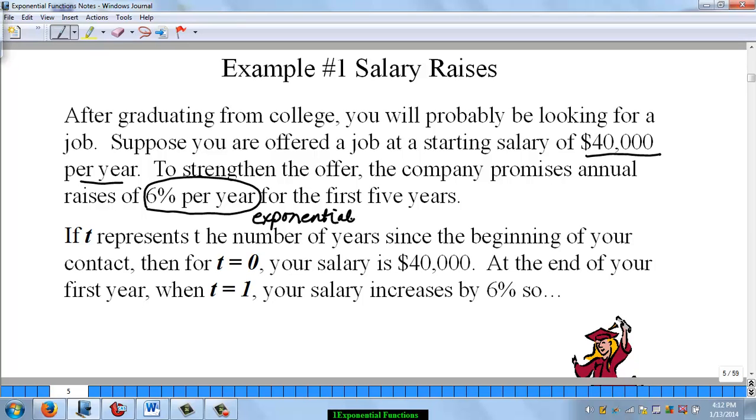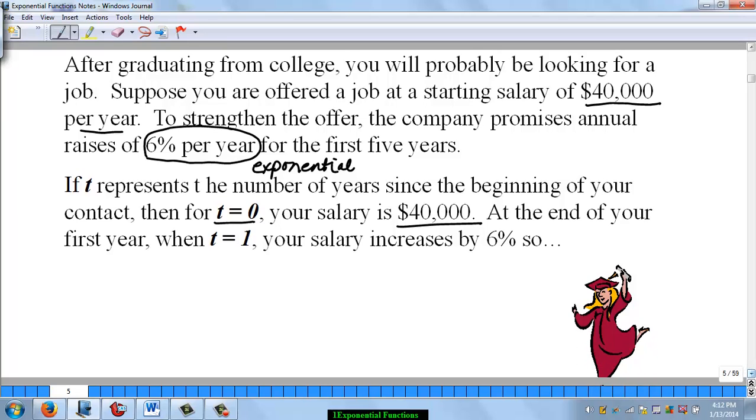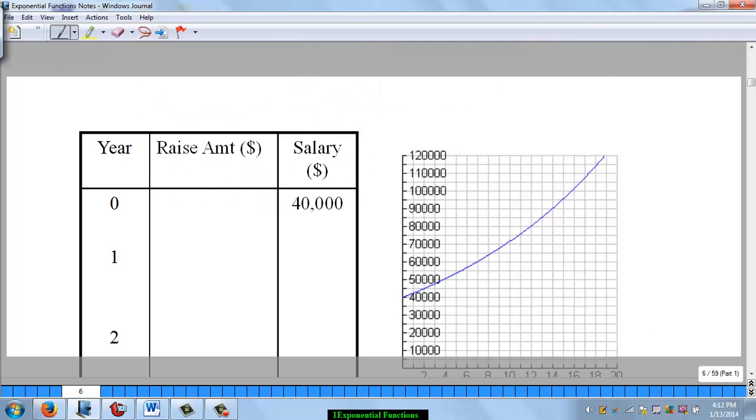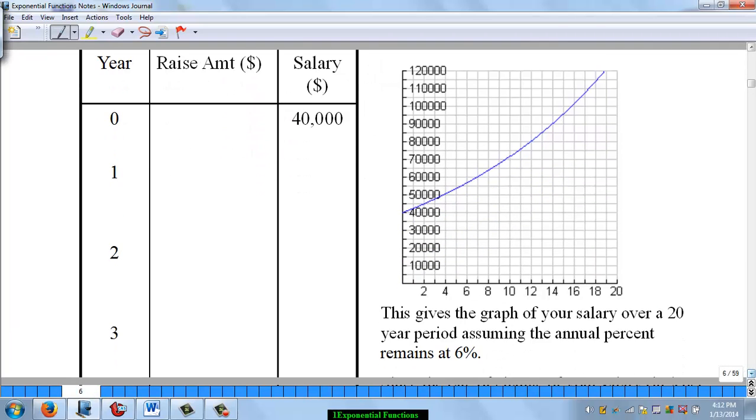All right? So if T represents the number of years since the beginning of your contract, and T equals 0 is when your salary is at $40,000, at the end of your first year, your salary would increase by 6%, and so forth, and so forth. So here I have a little graduating person all happy because they got a job. So let's look at the table and fill it in. Now I've already kind of graphed it a little bit to show you a couple things, but I want to do this with you. Please follow through with me, then you'll understand this.